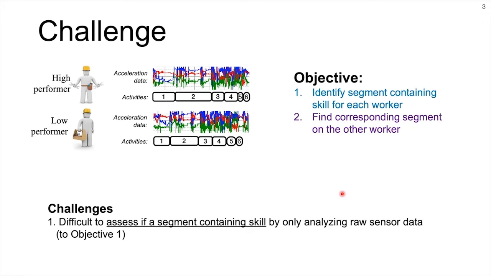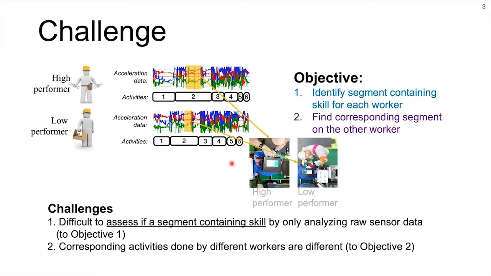However, identifying if a sensor data segment contains skill is challenging. For example, we don't know if segment 1 or 2 actually contains skill by only looking at the raw sensor data. Besides, the corresponding activities done by different workers have different sensor data, which I will explain later.